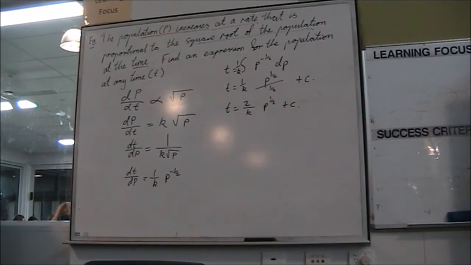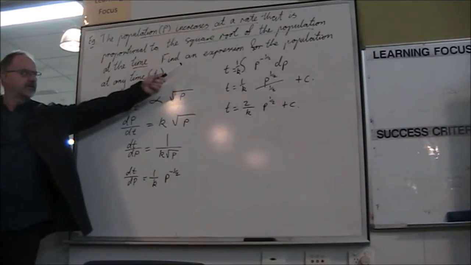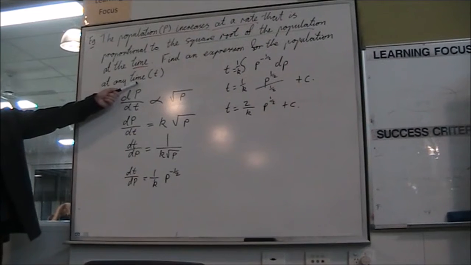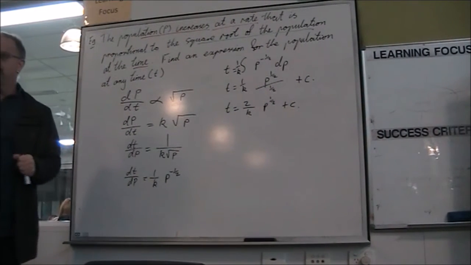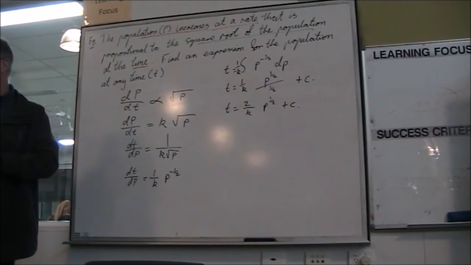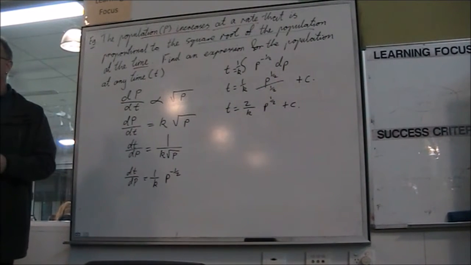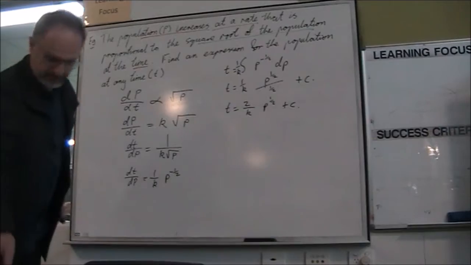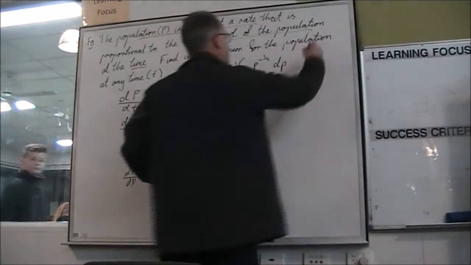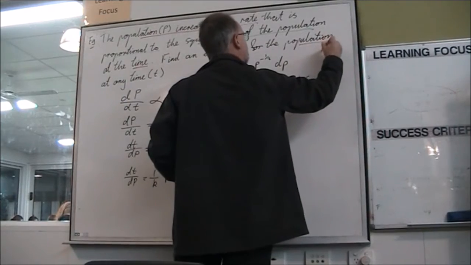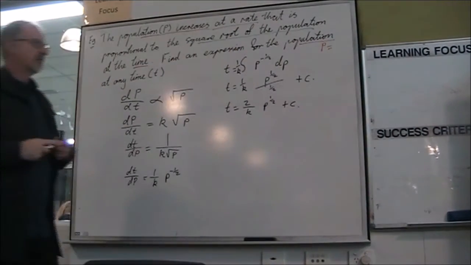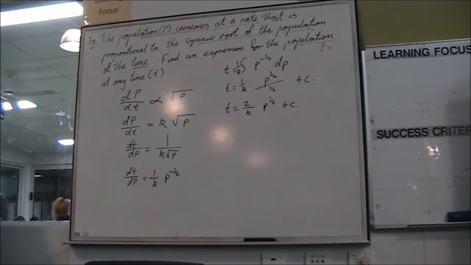All right. Now the question says find the expression for the population at any time t. So that means we need to have the equation written as p equals. So find the expression for the population, p equals. At any time t, well, all that means is there's going to be t in the equation, isn't there?